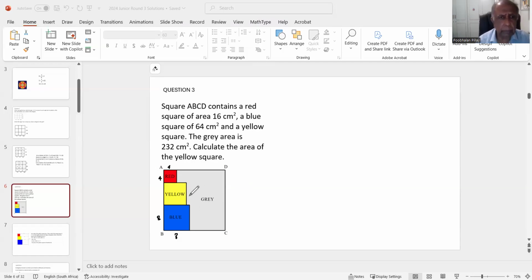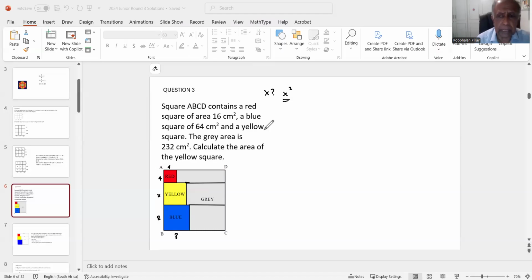Now this is not a square, but it's a rather awkward looking figure. But we must try to break it down into smaller units so that the sum of the areas is 232. So how do you find the area of this? I'll have to complete the rectangle. So the gray area is the sum of these 3 rectangles. And that'll give me an equation. Now, where do we start? We don't know the area of the yellow square. You're asked to calculate the area of the yellow square. So let's call this x. So I need to calculate what is x squared. That's the area.